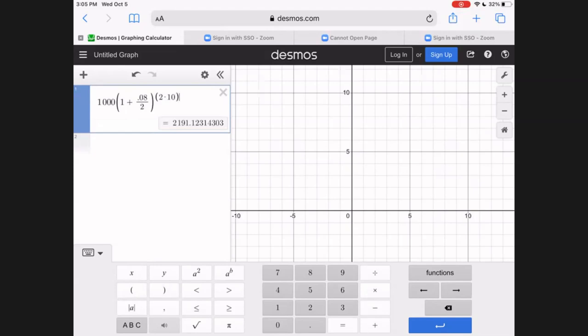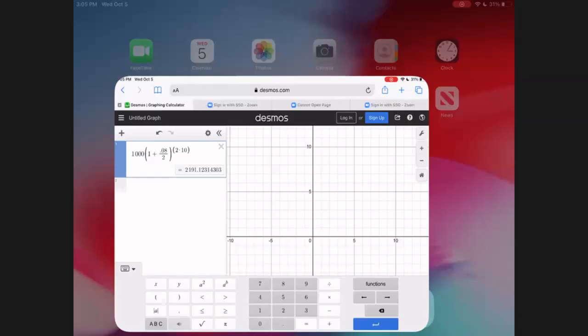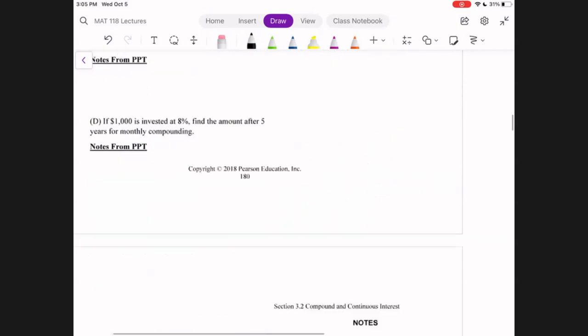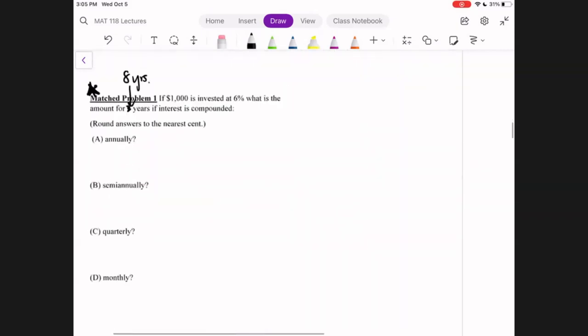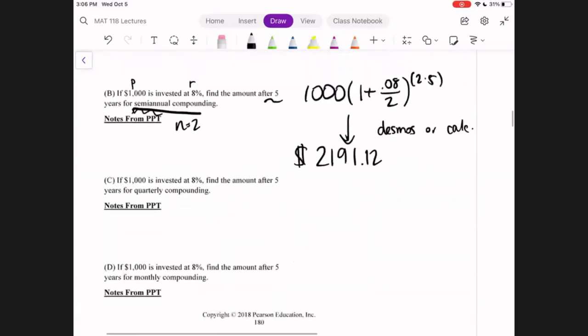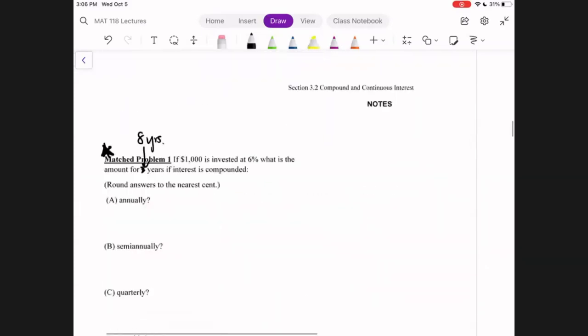And I get 2191.12. So Desmos, you want to get very comfortable with this, or use your calculator on your phone and so forth. Okay. So a lot of these first examples are just, can you key in things into the equation correctly without making some sort of mistake? And trust me, it can happen. Forgetting to move your decimal for the rate, or forgetting to divide by something or your power. It happens all the time, let me tell you.